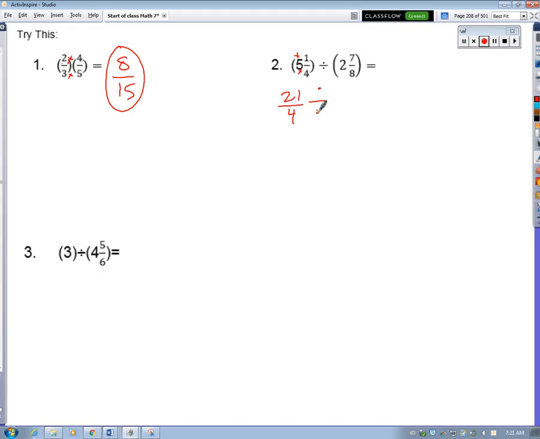So 2 and 7/8 as an improper fraction: 8 times 2 is 16, plus 7 is 23 over 8. Okay, now we've got to change that from a division problem into a multiplication problem. So we're going to flip around our second fraction, and that becomes 21 over 4 times 8 over 23.